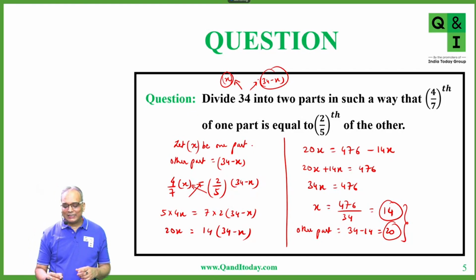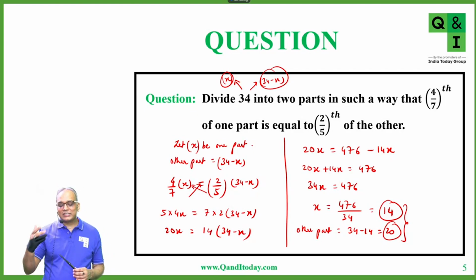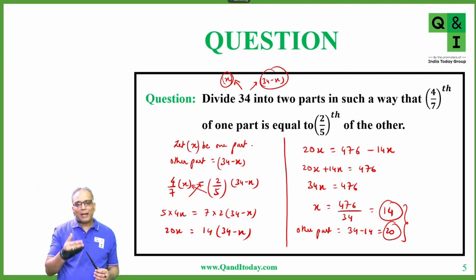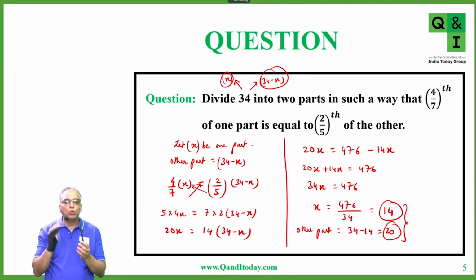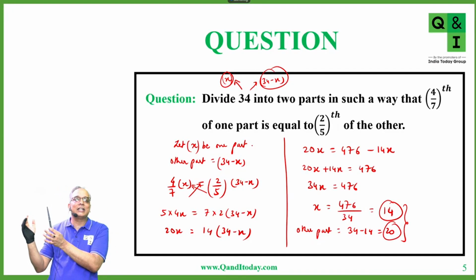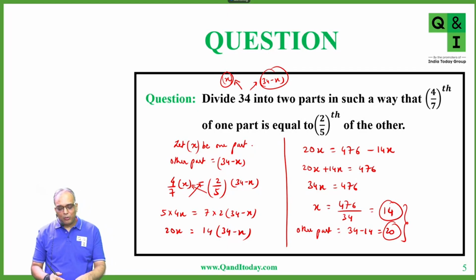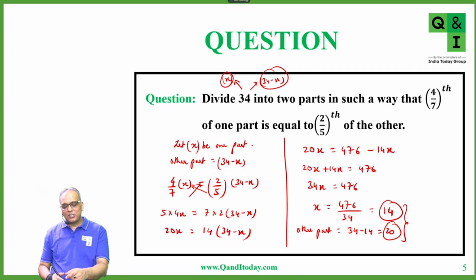Now the question says that 4/7 of one part, that is 4 by 7 of x, is equal to 2/5 of the other, 2 by 5 of the other, that is 34 minus x. So my equation is 4 by 7 x is equal to 2 by 5 times 34 minus x.